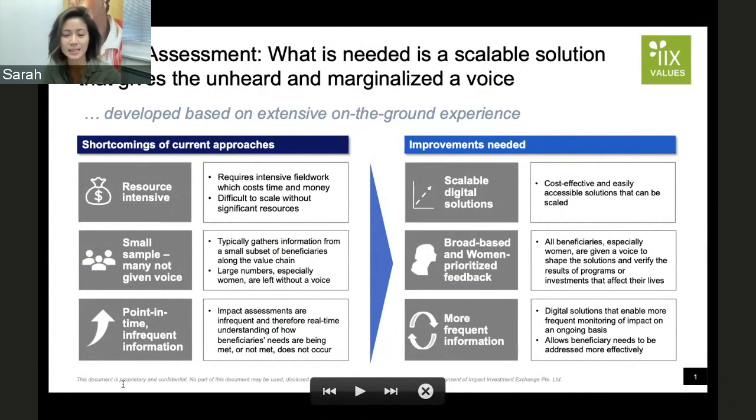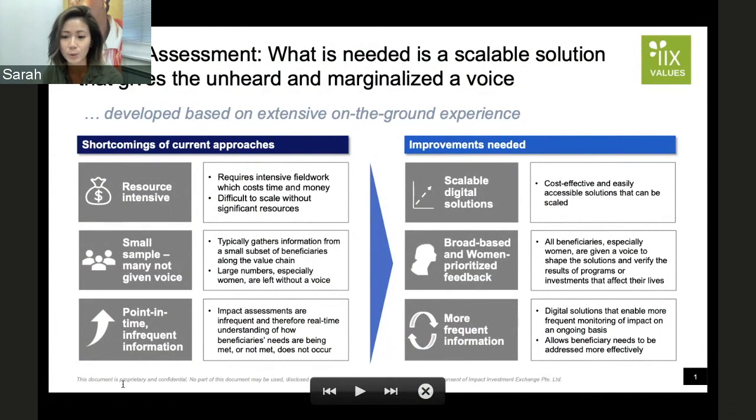I think what we really noticed, and especially amplified over the last year due to the pandemic, is that the current approach of impact assessments can be resource intensive. It can only capture a small sample size as well, and only provides a point in time, limited amount of information or data at one point of time, which is why we do need more digital solutions that can collect impact data more cost effectively and accessible in last mile communities. Captures a larger sample set of voices and beneficiaries on the ground, especially women and underserved communities, and provides more frequent information.